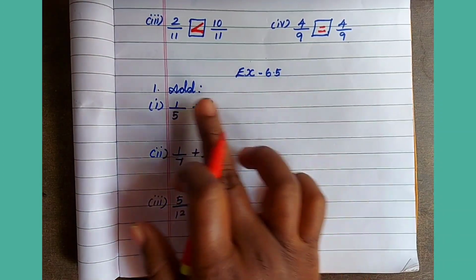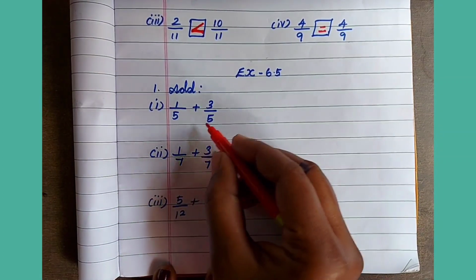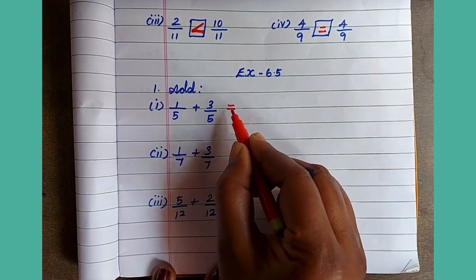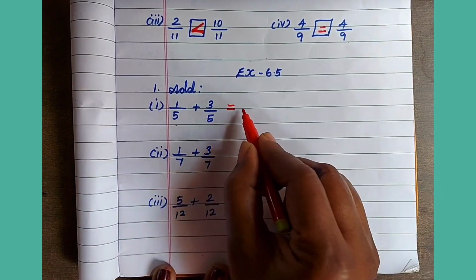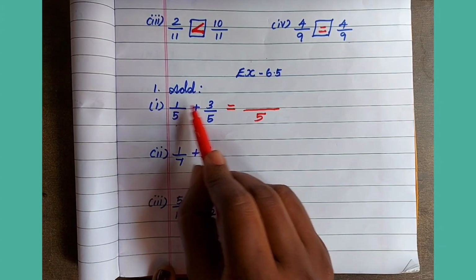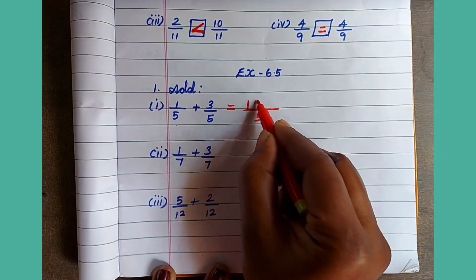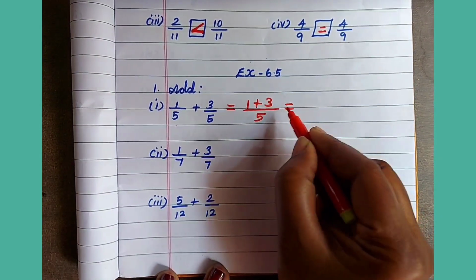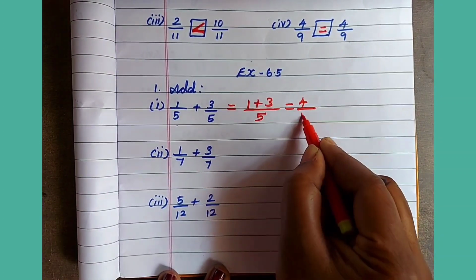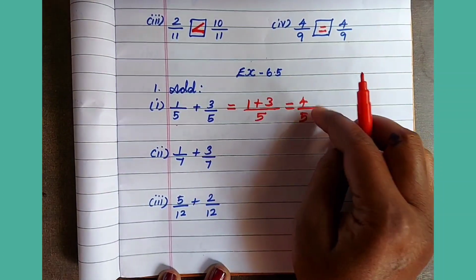Exercise 6.5, addition sums. First one, 1 by 5 plus 3 by 5. How do we add this fraction? First step, make the denominators the same. So we put 5 as the same denominator. See the numerators 1 and 3 are given, with a plus symbol. So we write 1 plus 3, which gets 4 by the denominator value 5. So in fraction to fraction, we add the values, and we get the answer 4 by 5.